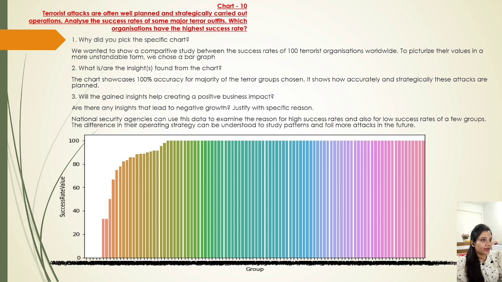Are there any insights that lead to negative growth? We are justifying it. National security agencies can use this data to examine the reasons for the high success rate and also for the low success rates of a few groups. The difference in their operating strategy can be understood to study patterns and foil more attacks in future.